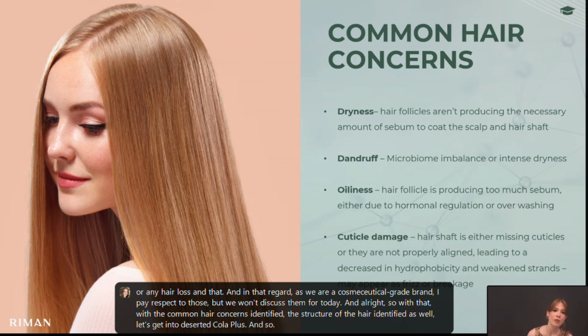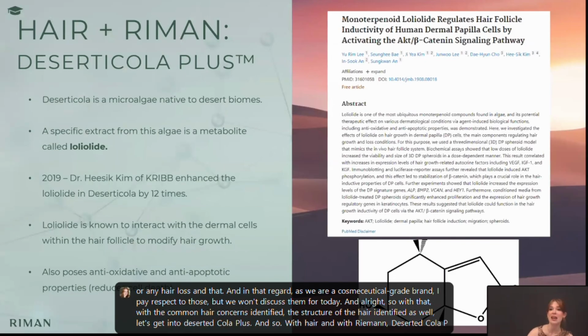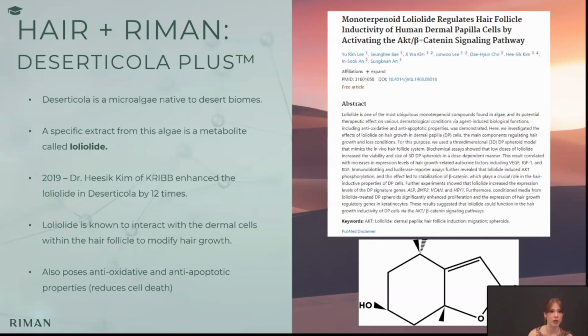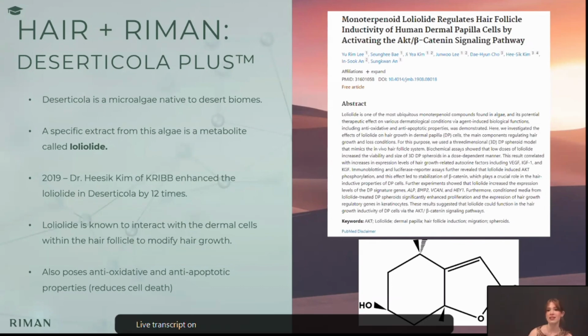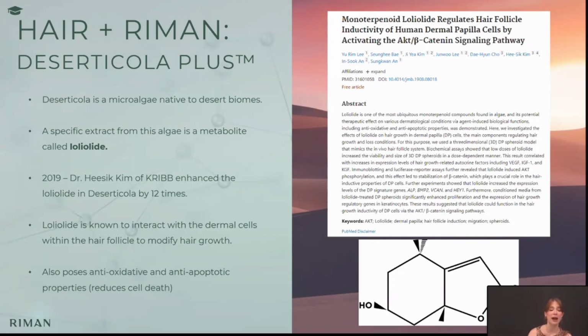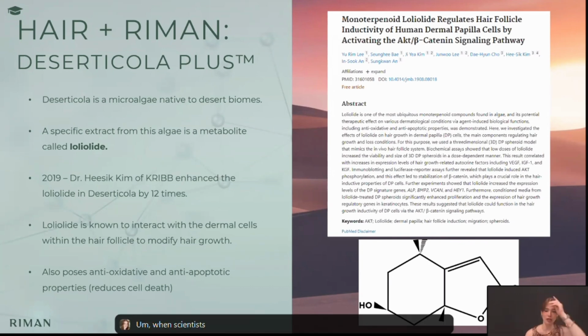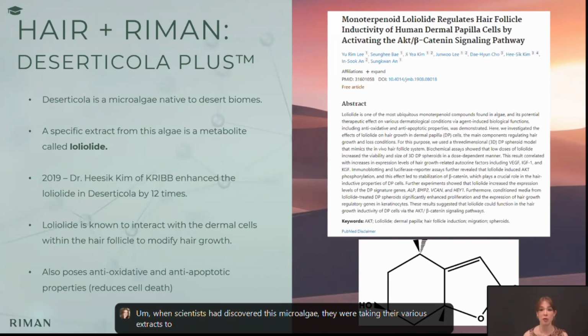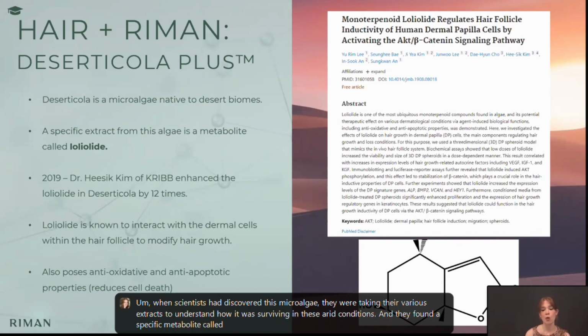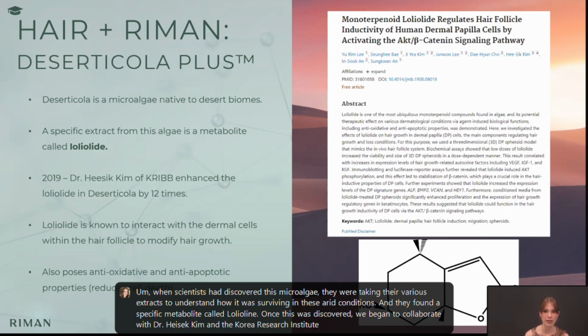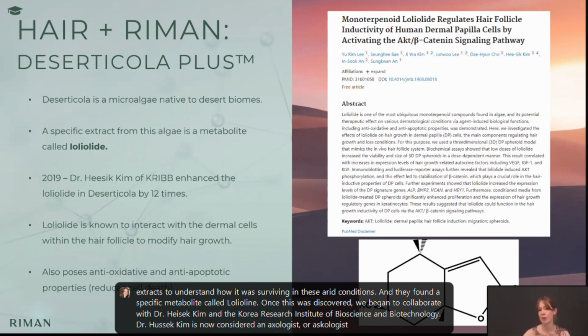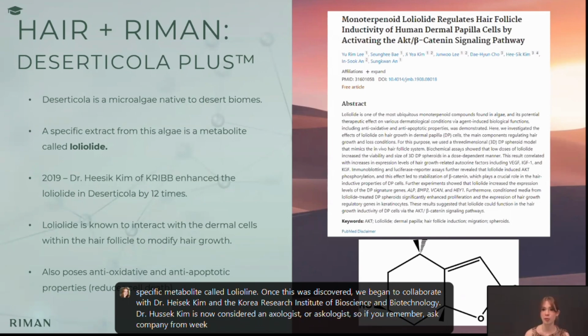And so with hair and with Riman, Zerticola Plus is not only the name of the products, but it's also the key performing ingredient. And so Zerticola is a microalgae that is native to desert biomes. When scientists discovered this microalgae, they were taking the various extracts to understand how it was surviving in these arid conditions, and they found a specific metabolite called loliolide. Once this was discovered, however, we began to collaborate with Dr. Hee-Sik Kim and the Korea Research Institute of Bioscience and Biotechnology. Dr. Hee-Sik Kim is now considered an Ask-ologist. So if you remember Ask Company from week 1, that's the parent company for Ask Labs and Ask Base. He now works with Ask Labs directly.